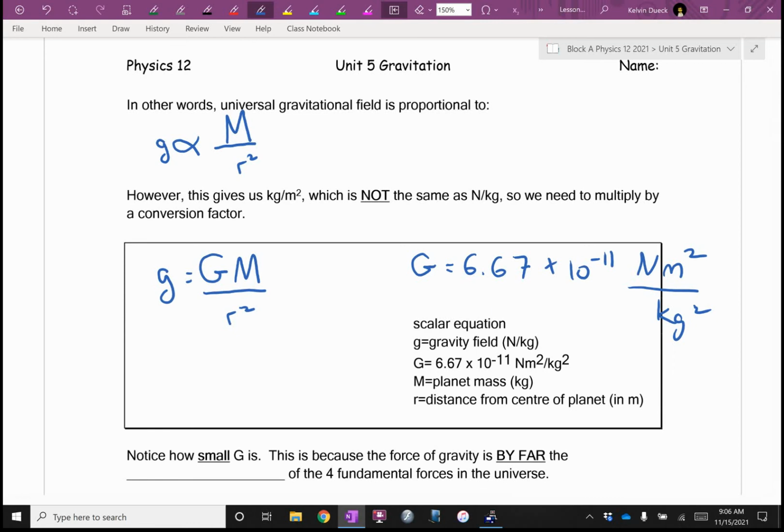It's tiny. What that means is gravity, not working on other stuff, is by far the weakest force in the universe, because you have to multiply it by a really small number so that it's accurate. It's a tiny, tiny force. You might think it's the largest force in the universe. It's trillions of times smaller than the other forces in the universe.